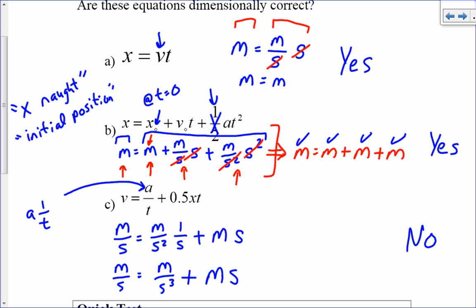Now, let's say I could have an equation that looked like this. Let's say that I had meters seconds equals meters per second plus meter seconds. Now, would this equation be dimensionally correct? Well, yeah, I have a match here and here, but there is no match here. So the answer for this one would be no. It is not dimensionally correct.